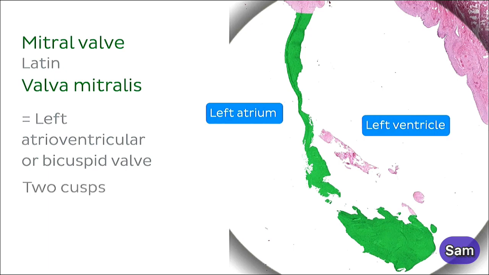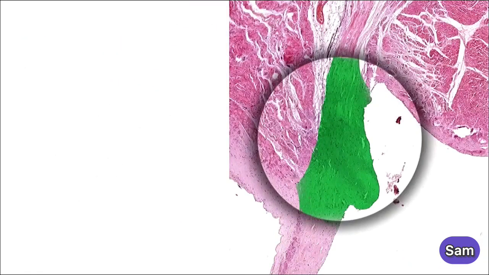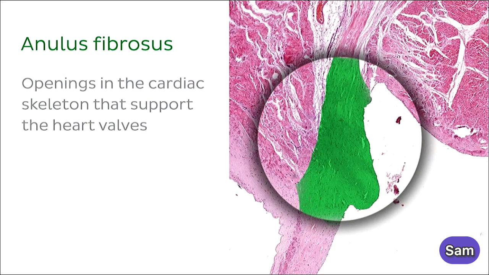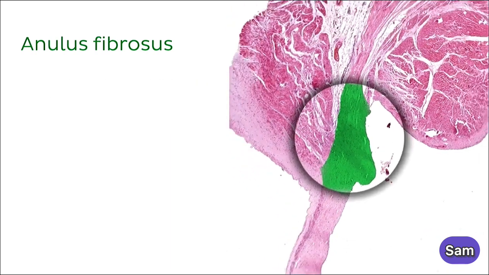And as we look at the different parts of the cusp, we'll be looking at this image of a mitral valve cusp. What we can see highlighted in this image is the annulus fibrosus of the mitral valve, and there are 4 annuli fibrosi in the heart, 1 for each valve. And these structures are the openings in the cardiac skeleton that support the heart valves themselves. So we see the annulus fibrosus in this area between the valve cusp and the heart wall.